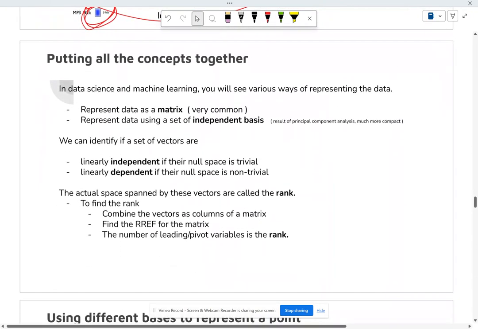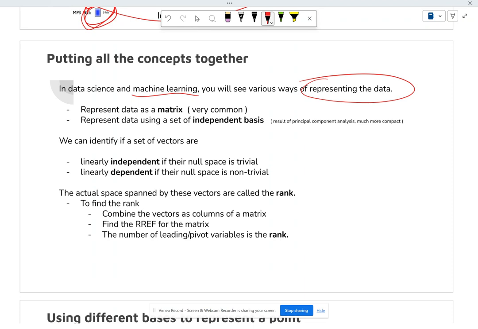So if I were to put all the concepts together in data science and machine learning, you will see various ways to represent the data, right? You can represent the data as a matrix, which is very common. You can also represent the data as independent bases. We can identify if a set of vectors are linearly independent or dependent, depending on whether their null space is trivial or non-trivial. So linear dependence and independence is all about identifying the null space solution.